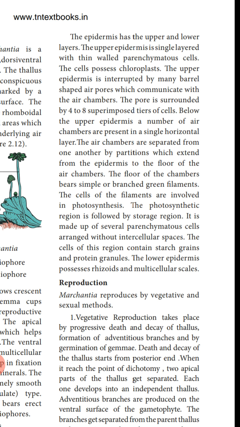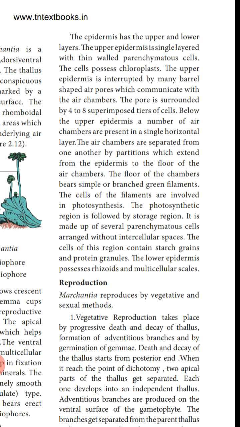Already we studied these horizontal epidermal cells. Some cells extend vertically downwards to the base, and they divide the dorsal region into small air chambers. The floor of the chambers bears simple or branched green filaments. The cells of the filaments are involved in photosynthesis. The photosynthetic region is followed by the storage region. Below the photosynthetic region is the storage region. It is made up of several parenchymatous cells arranged without intercellular space. The cells of this region contain starch grains and protein granules. The lower epidermis contains rhizoids and the multicellular scales.